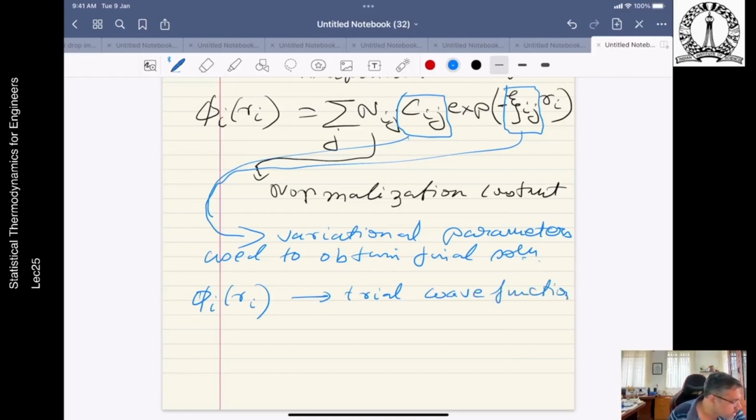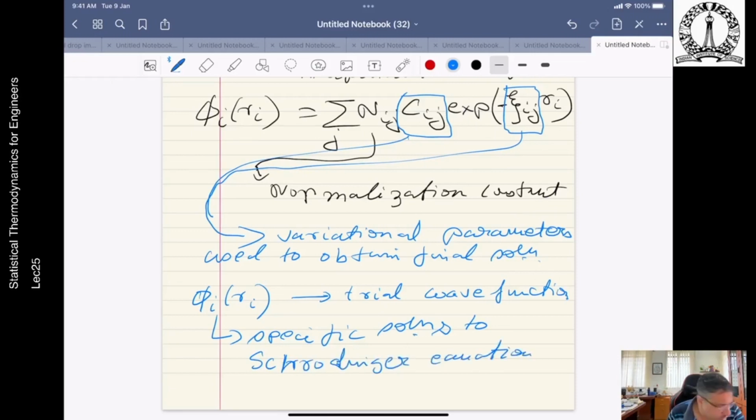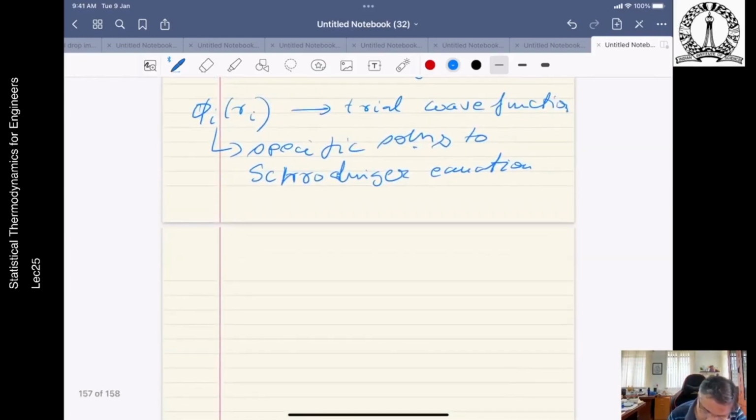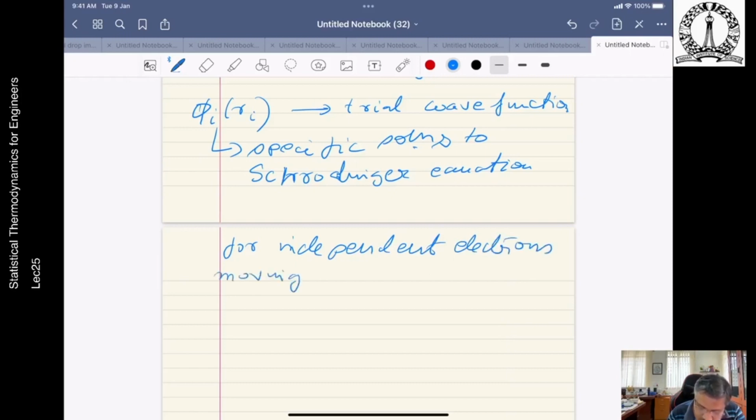So these trial wave functions represent basically specific solutions to the Schrödinger wave equation, for independent electrons moving in an effective potential. Note the word effective potential.